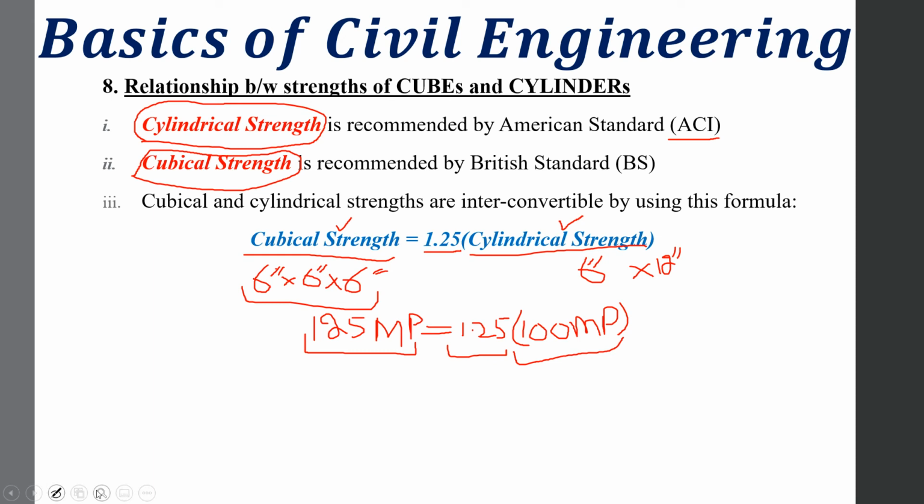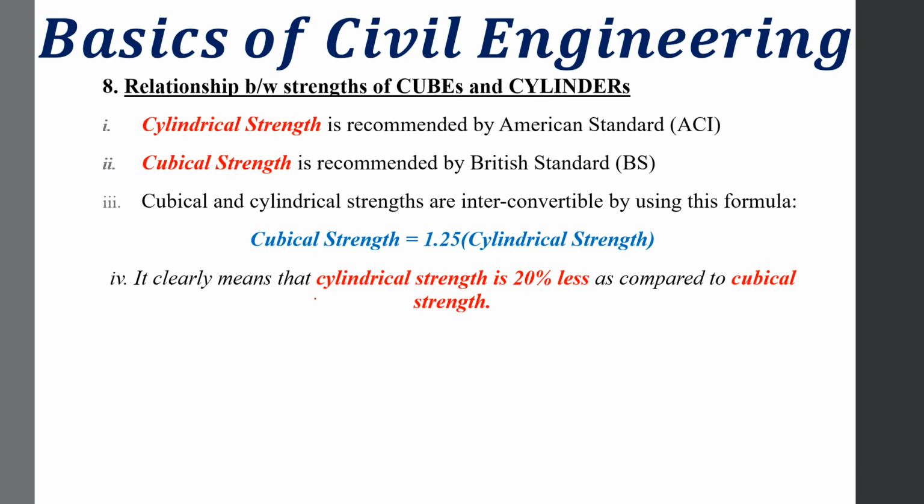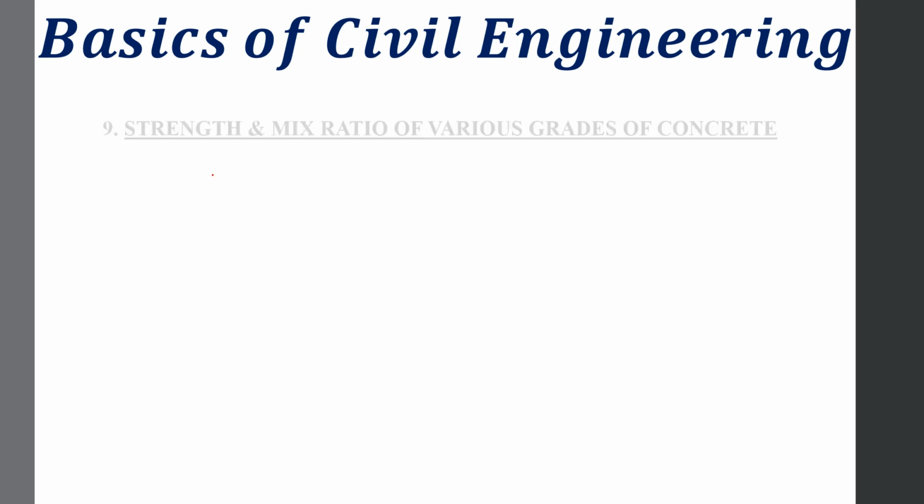So simply, if we want to simplify this statement, it recommends that cylindrical strength is 20% less as compared to cubical strength. Before studying the mixtures, mix ratios or concrete grades, you must know the relation between cubical strength and cylindrical strength. I will show you the usage of these cubical and cylindrical tests in the upcoming slides. So let's go to the next slide.